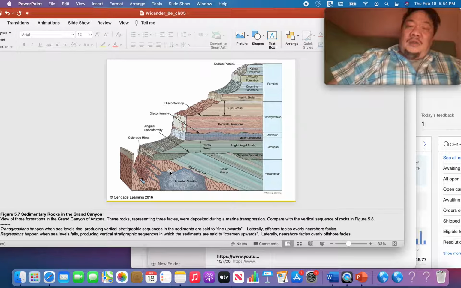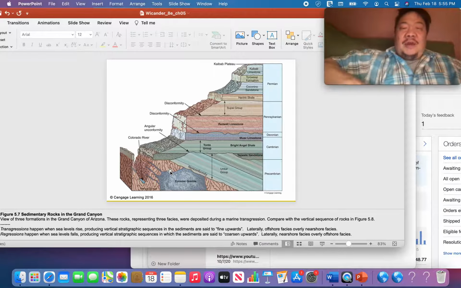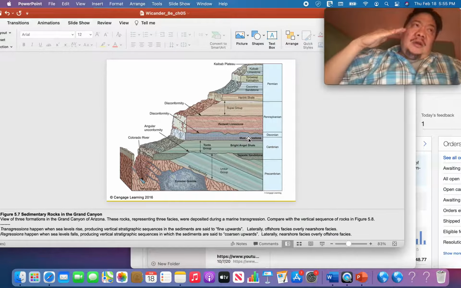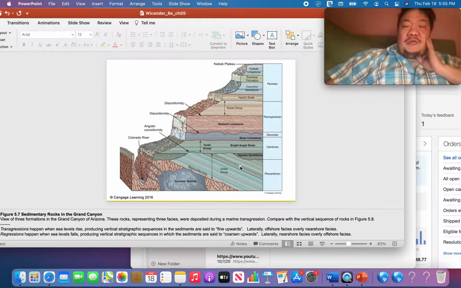Okay, one more thing, and then you'll be ready to brag to your parents or to your brother or to your sister or your girlfriend or boyfriend or whoever, your friend. I know the history of the Grand Canyon. Let me show you how to do it. Okay, whenever you see limestones, almost always they were deposited in the shallow ocean. In a shallow ocean, anywhere from a water depth of 0 to maybe 100 feet deep, in the shallow part of the ocean. Okay, now let's talk a little bit about the history of the Grand Canyon.